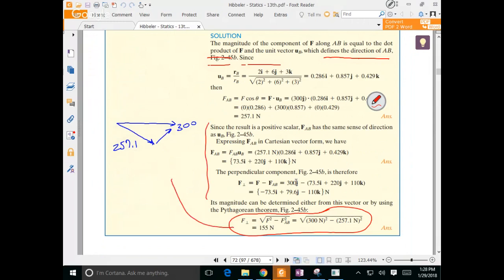There was a little bit of extra in there, but if I come back and I realize it's 257, and then there's some other component in which this squared plus that squared is equal to 300 squared. You just take 300 squared minus that squared, and take the square root. That tells you what the other component is.